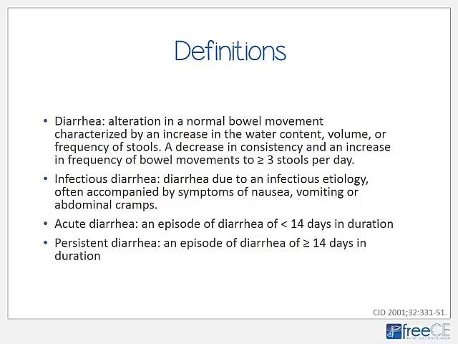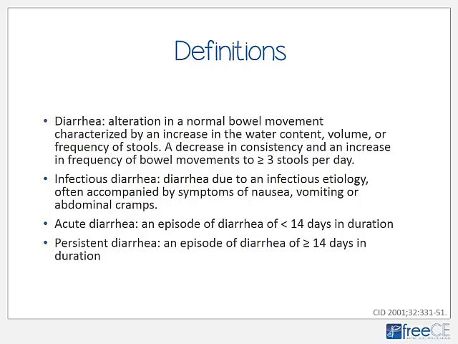The next definition is infectious diarrhea, and this might seem relatively obvious, but it's diarrhea due to an infectious etiology. Certainly we have diarrhea that can be due to other causes, that can be due to other disease states, or it can be due to medications. Infectious diarrhea often is accompanied by symptoms of nausea, vomiting, or abdominal cramps. So oftentimes there are other signs and symptoms that go along with infectious diarrhea, which may be absent from some of our other causes of diarrhea.